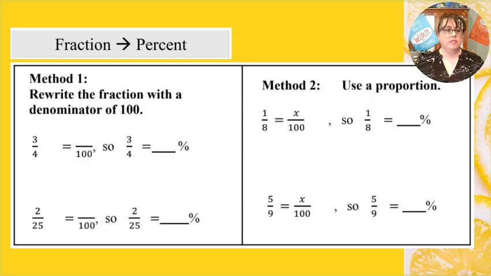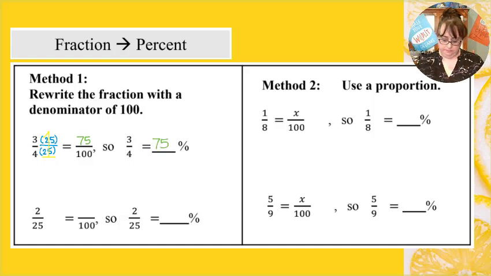So if I have 3/4, 4 times what is 100? I know that if I multiply my 4 by 25, I get 100. So I'm also going to multiply my 3 by 25, because that's how I get equivalent fractions, is I make sure that I multiply by this thing. If you want to think of it as a giant 1, 25 over 25 is a giant 1, then I have equivalent fractions. So 3 times 25 is 75. So I know that 75 out of 100 would make this 75%. So that's one way we can look at this.